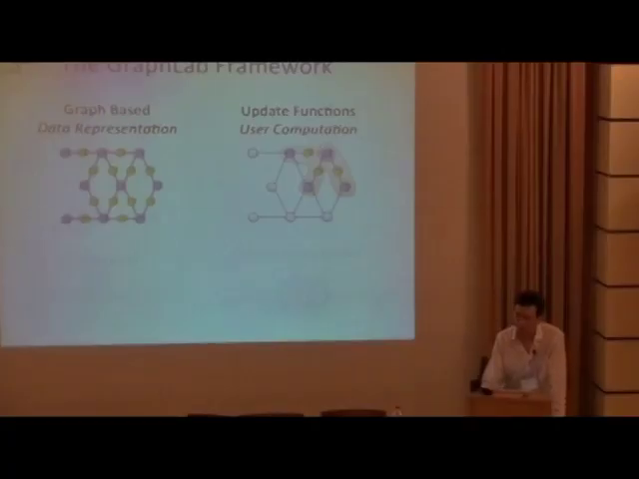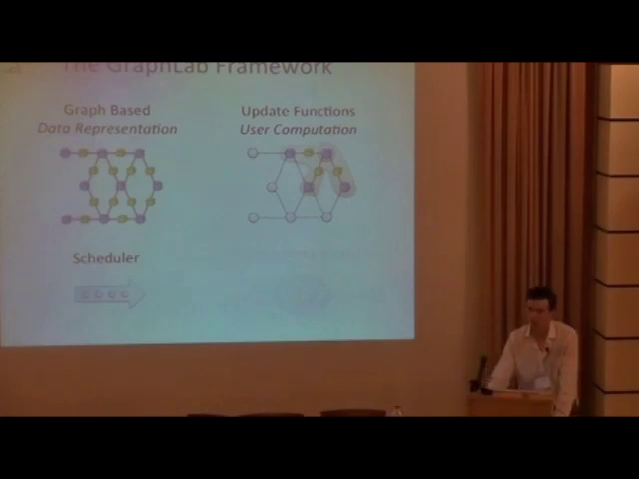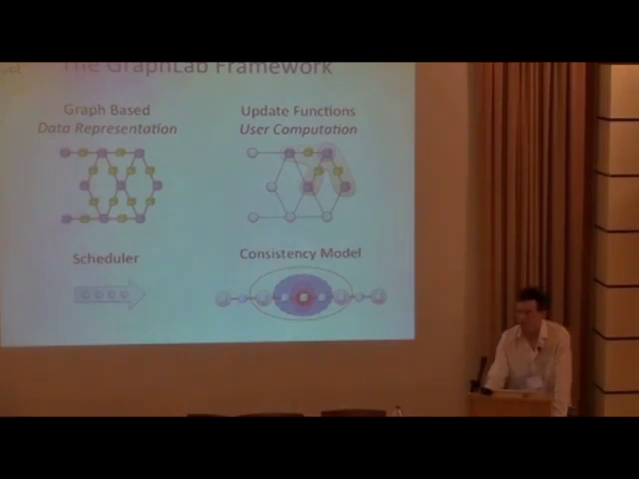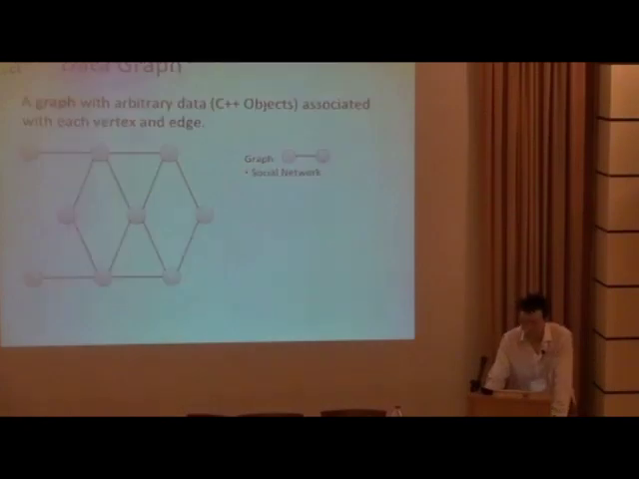We define local update functions or local computations you can perform on this graph. We have a scheduler that you can use to tell us how you want your computation to happen, and you have a consistency model that guarantees race-free executions. So I'll briefly go over each one of these parts.